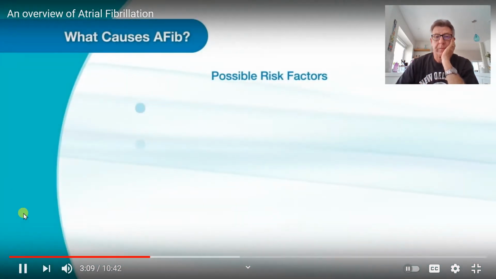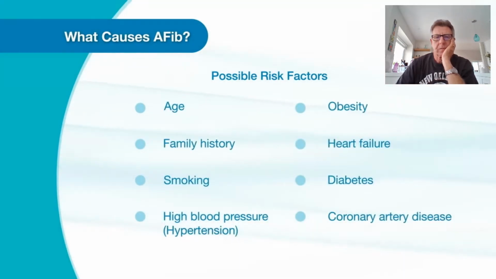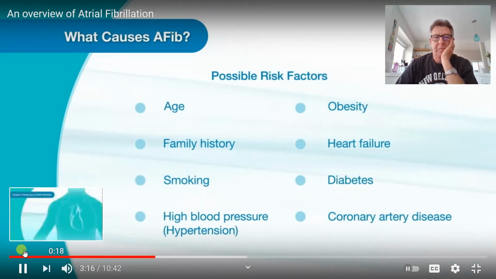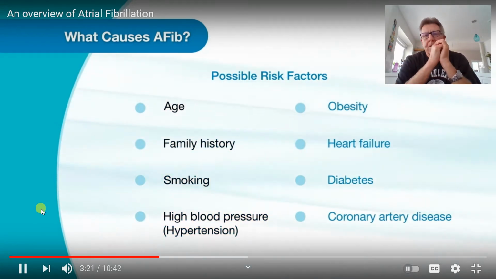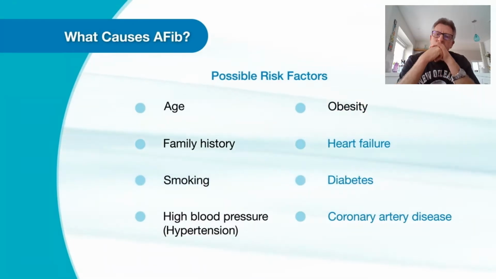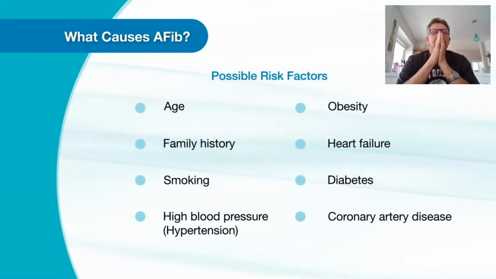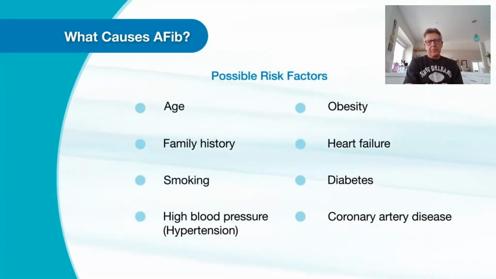While the causes of AFib are often unknown, there are a number of things that increase the chances you might get it. Some of the usual suspects include age, family history, smoking, high blood pressure, or hypertension, and obesity. Also, if you have any of the following conditions, you're more at risk of AFib: heart failure, diabetes, or coronary artery disease. The more of these risk factors you have, the more likely it is you might experience AFib. Be sure to discuss your full medical history with your healthcare provider.